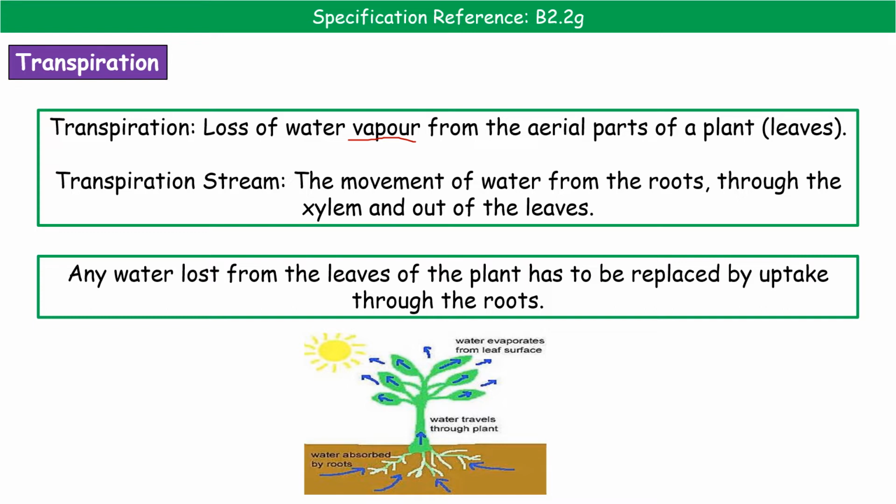Transpiration stream is actually the movement of water from the roots through the xylem and then out of the leaves. So that's looking at the entire flow of the water, if you like. And what we then do is we set up a system through which we need to constantly replace that water that is lost from the leaves by taking in more water through the roots.